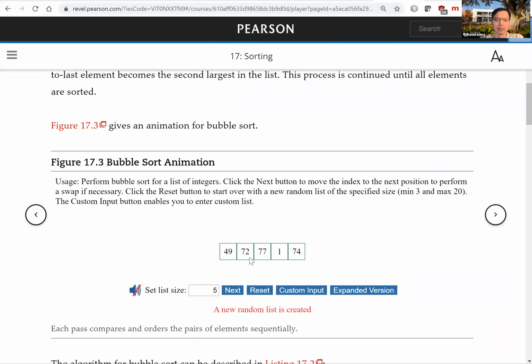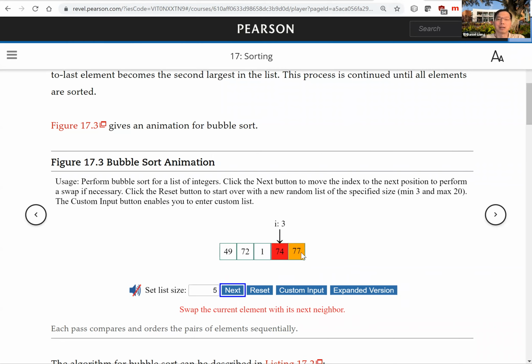So this is in order, and this is also in order. But the next one, 77 and 1, is not in order, so I'm going to do a swap. And then the next one, 77 and 74, not in order, swap. So that is all, and after this, there's one phase.